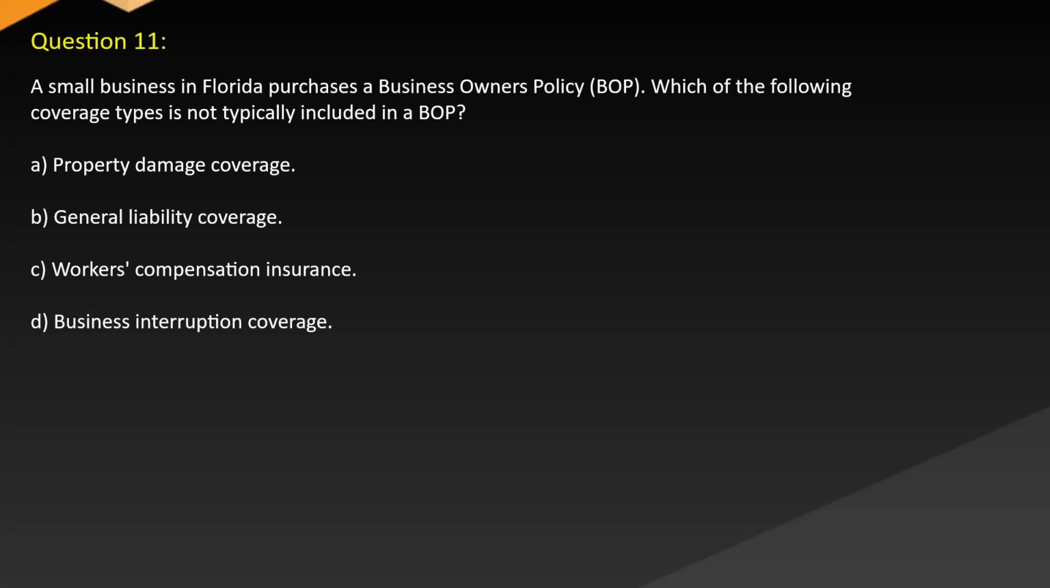Question 11. A small business in Florida purchases a business owner's policy, BOP. Which of the following coverage types is not typically included in a BOP? A. Property damage coverage. B. General liability coverage. C. Workers' compensation insurance. D. Business interruption coverage.